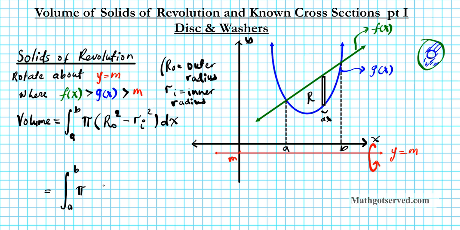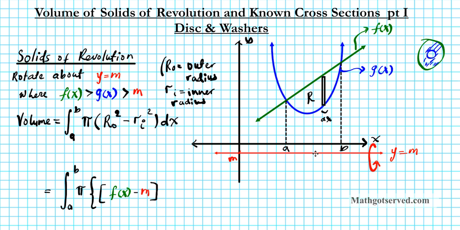Pi times, now what is the length of our outer radius? Let's make this quickly a bracket. Our outer radius is going to be the length from this function to this line right here. So since the function is on top, it's simply going to be, let's write it, function f of x minus the axis of rotation m. So that expression is our radius.